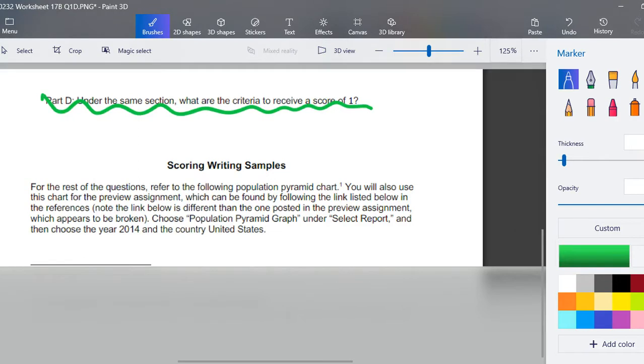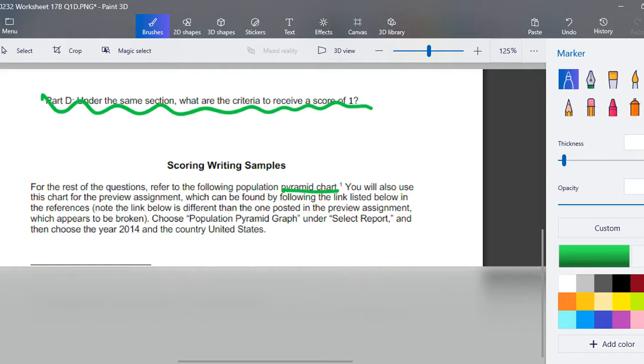For the rest of the questions, refer to the following population pyramid chart that we're about to look at. You're also going to use the chart for the preview assignment, and it can be found by clicking on the link listed below in the references. And also make a note that the link below is different than the one that's in your preview, and it appears that that one is broken. So it will be very good to use the one at the bottom of your page for preview 17B in this class.